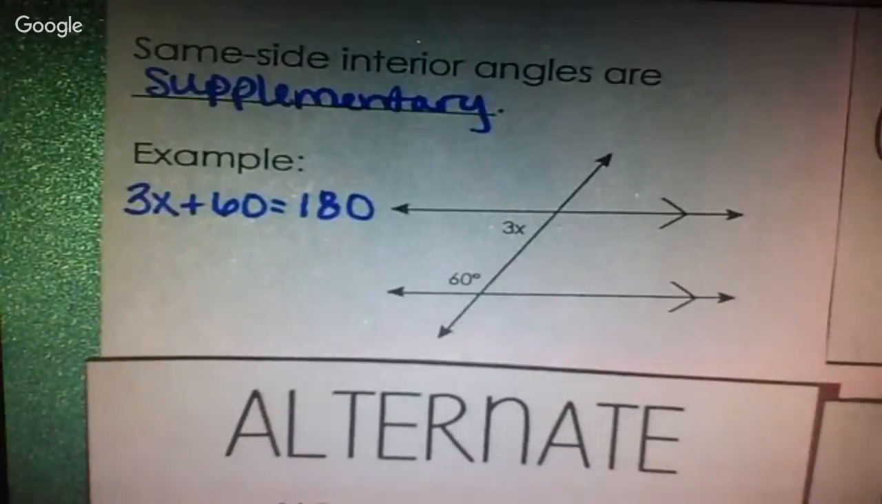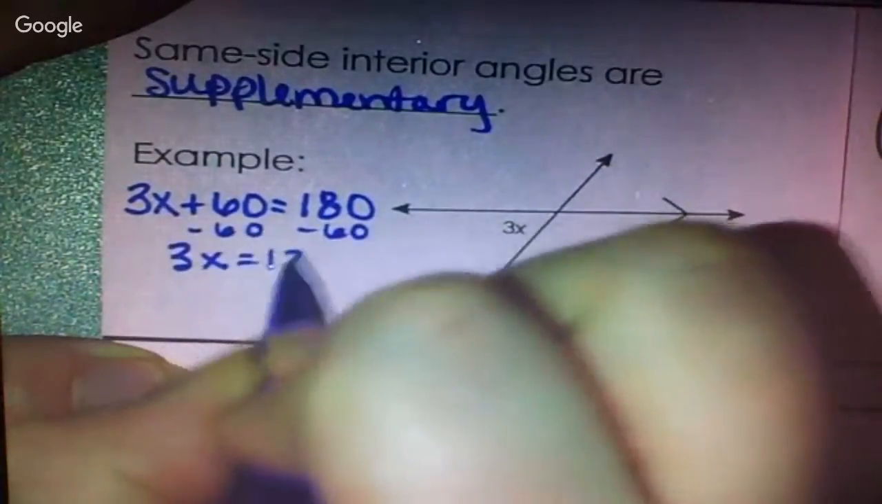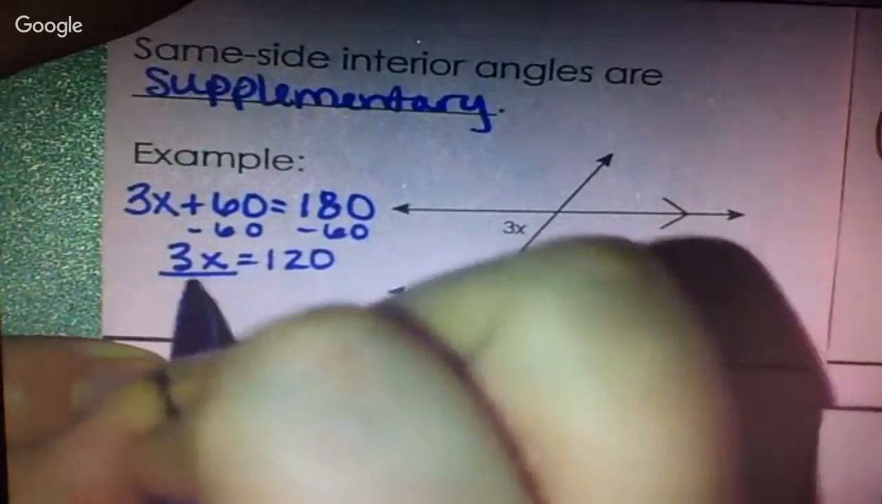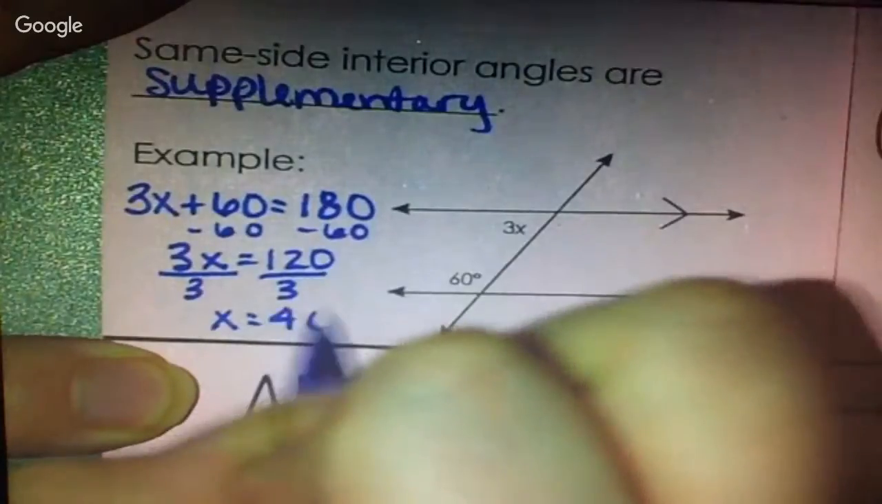So the first thing I have to do is subtract this 60. So Rebecca then says I get 3x equals 120. And then she said, oh, divide that by 3. So x equals 40.